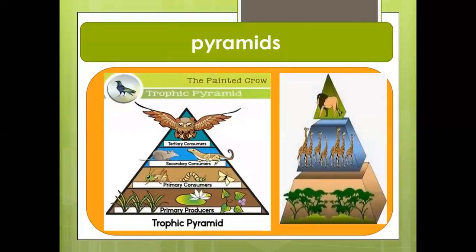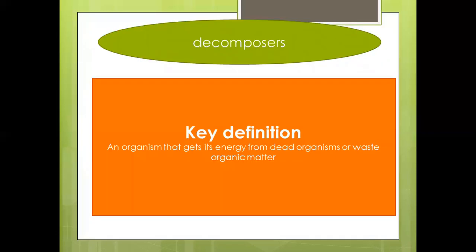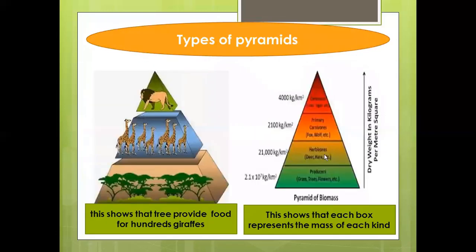And the third form of energy flow in the environment is pyramids. Pyramids have two kinds. This form illustrates several things, such as the numbers of organisms found in each level, and also the mass of organisms. So there are two types of pyramids. Number one shows that a tree provides food for 400 giraffes, as in this figure.